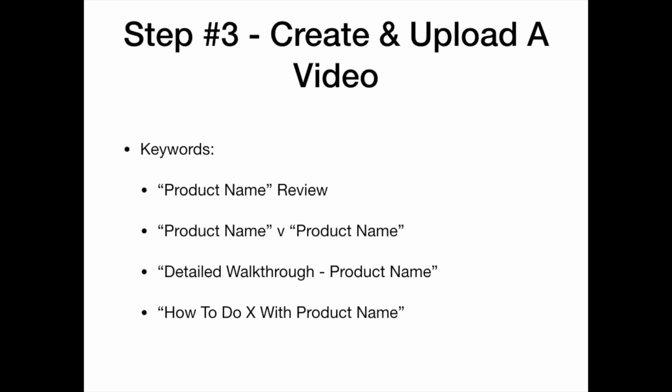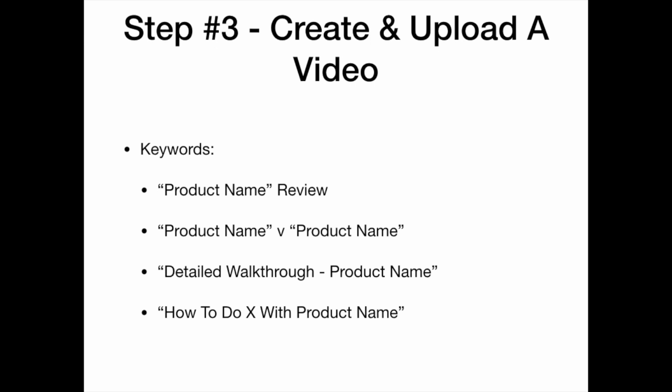Detailed walkthrough dash product name if you're doing a detailed walkthrough of something. And then the last one, the tutorial, how to do X. So how to do whatever your tutorial's on with product name. So how to write a broadcast email with Aweber, for example, might be what you do for a tutorial there. This is just a core structure. You can take this structure and get creative with it and mix up the titles and do a bunch of different things. And stick to this kind of core structure, and that'll serve you really, really well.